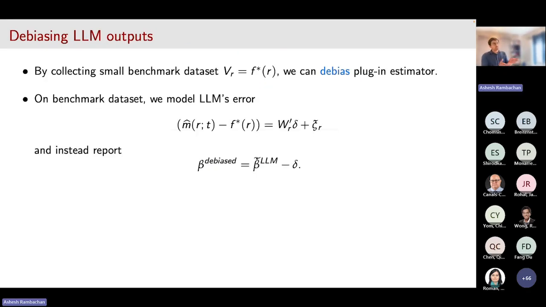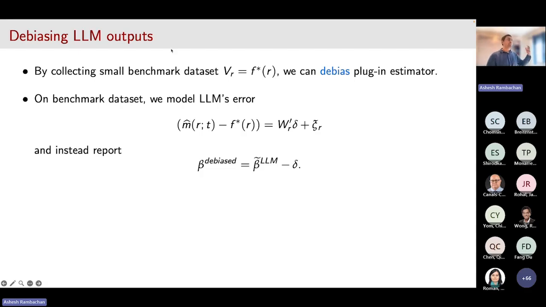So, in light of this problem, what can we do? I think at this point, what's nice is there is a clear workflow that can correct this problem. And the idea goes back to some classic ideas in the measurement error literature from the 1990s. And the idea is quite simple.